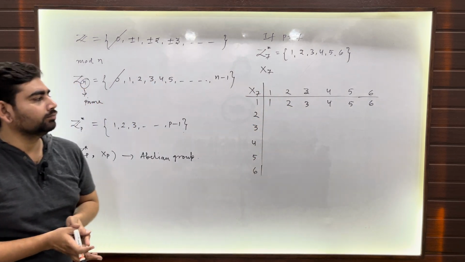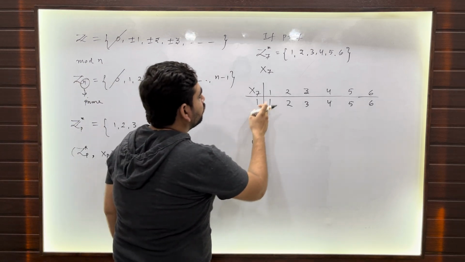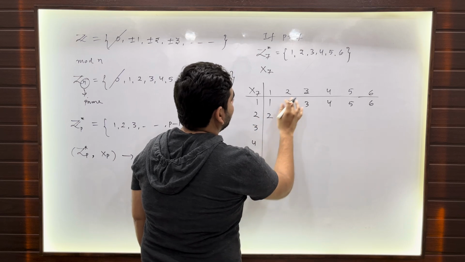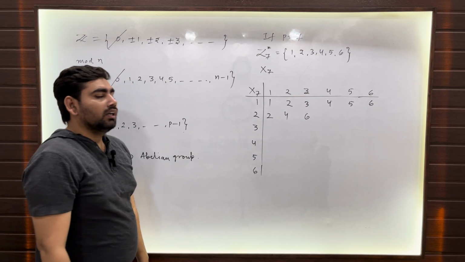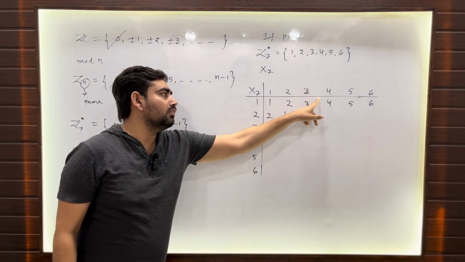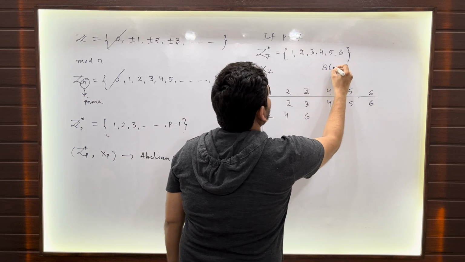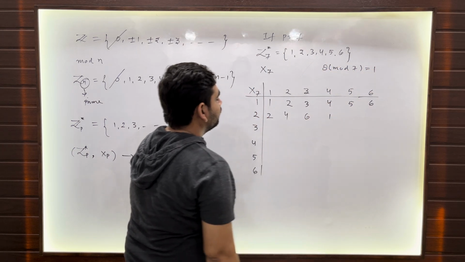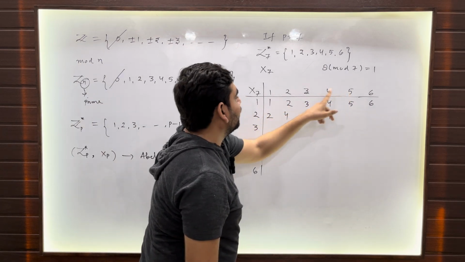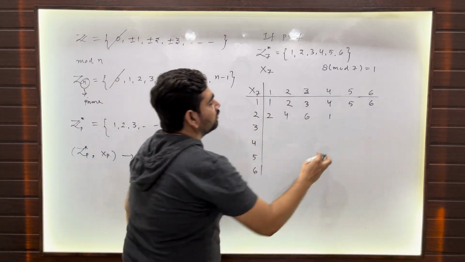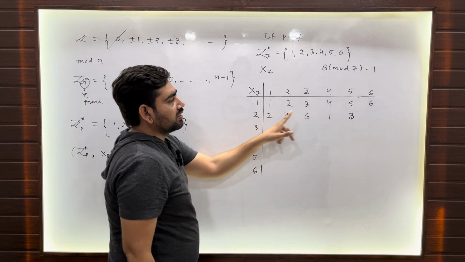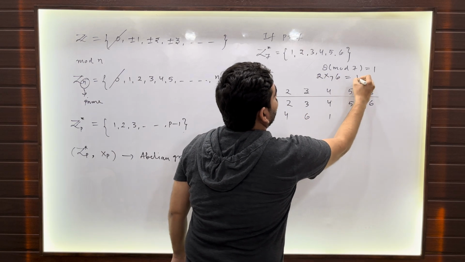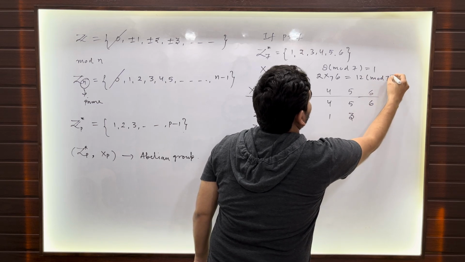Now if we multiply 2 by 1, we get 2, 2 by 2 is 4, 2 by 3 is 6. Now if we multiply 2 by 4, we get 8, and 8 under the modulo 7 system will become 1. So here we will write 1. 2 fives are 10. Under modulo 7, the remainder will become 3. 2 sixes are 12. 12 reduced under mod 7 will become 5.